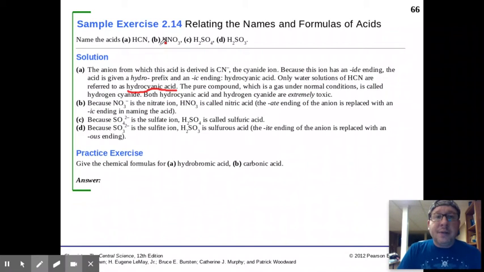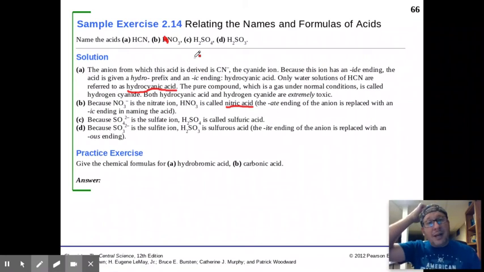Let's look at letter B, HNO3. Again, imagine hydrogen's not there and we have the NO3 anion, which is the nitrate anion. Again, ATE ending on the nitrate anion. The ATE gets removed and replaced with IC acid. So we get nitric acid for B. C, H2SO4. Again, we don't bother ourselves with the hydrogen. We look at the anion, and it's SO4. SO4 is sulfate, and therefore the ATE ending gets removed and replaced with IC acid.